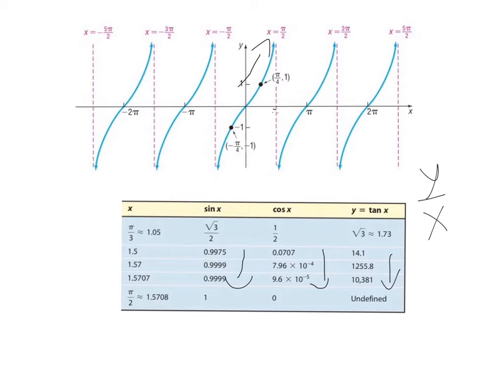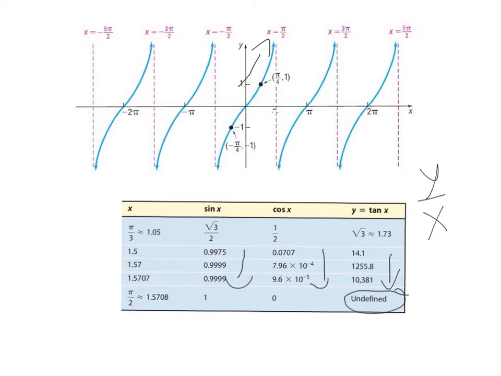Since tangent never approaches a certain value, because cosine can never be 0 in the tangent function, that's why it's undefined. And that's why there's an asymptote.